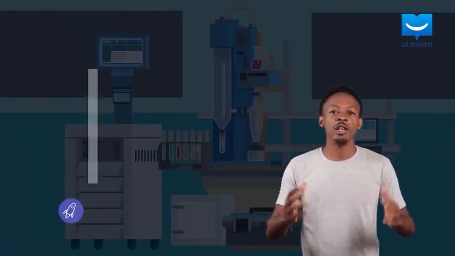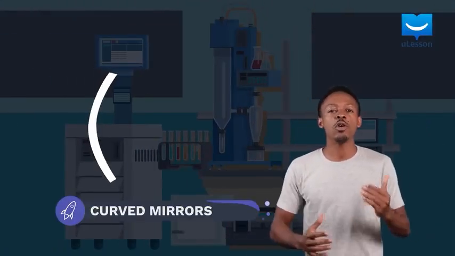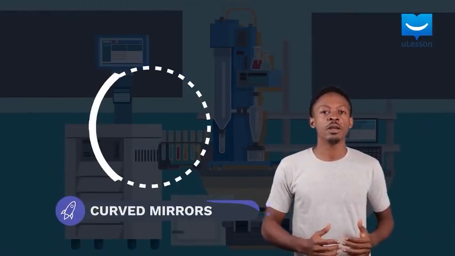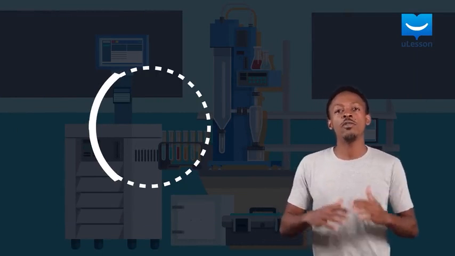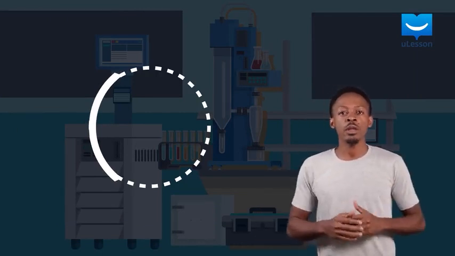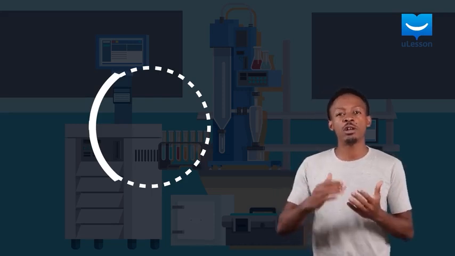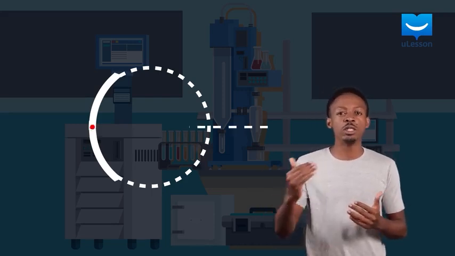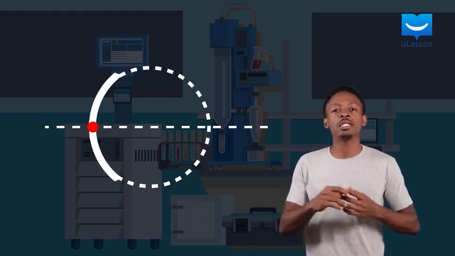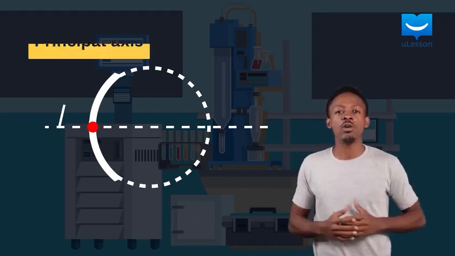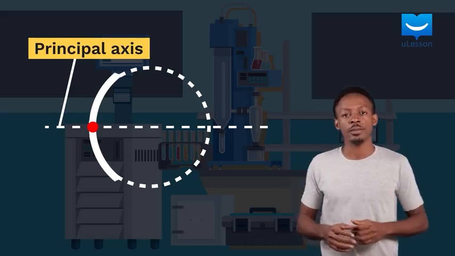Some mirrors aren't plane, but are rather curved, or called spherical mirrors, because the curves can be seen as a sector that forms a part of a hollow sphere. The radius of this spherical sector, which passes through the center of the mirror and lies along an imaginary line extending in both directions, is called the principal axis.